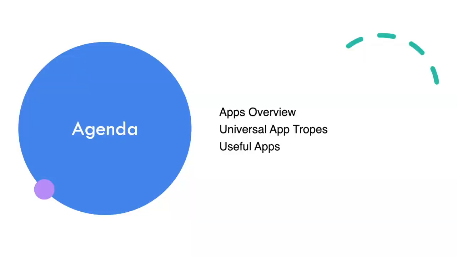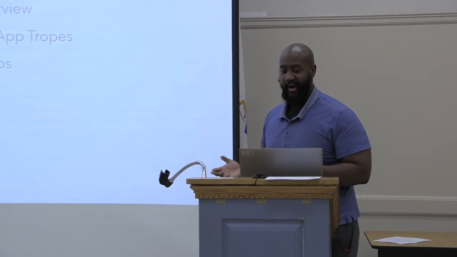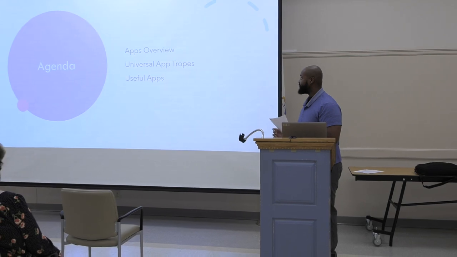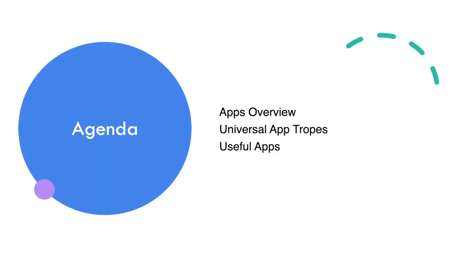So we'll start off with the apps overview. Then there's a slide about the cloud that I threw in there just because we talked about it briefly last week, but I wanted to give a little more in-depth explanation. That way it becomes a little bit more familiar. My hope is that you'll get a firm understanding after that explanation. Then we'll go into universal app tropes, and then we'll talk about some useful apps.